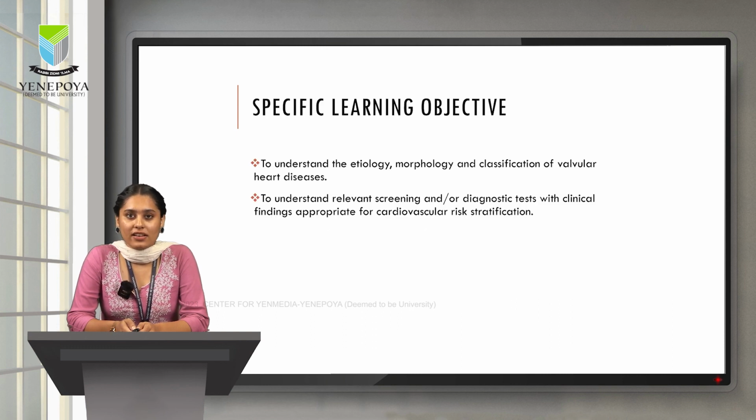Coming to the specific learning objectives, here we are going to understand the etiologies, the morphology and classification of valvular disease, and also the relevant screening and diagnostic tests which will help in the clinical findings, and also coming to the conclusion regarding the cardiovascular risk stratification.